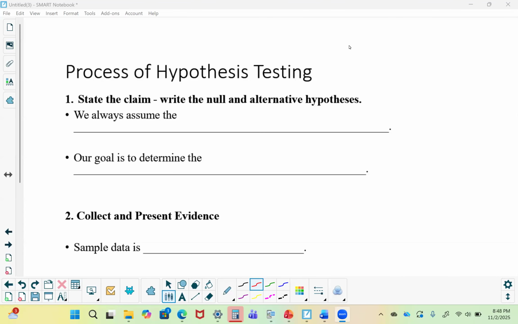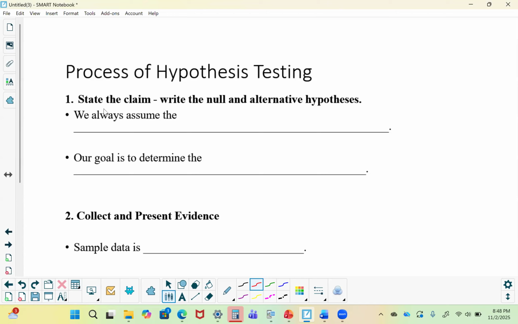Okay, so in this video, we're gonna look at more of the overview of hypothesis testing and look at all of the steps, but we're not gonna actually do a full hypothesis test yet in section 9.1. So turn to the page that says process of hypothesis testing.